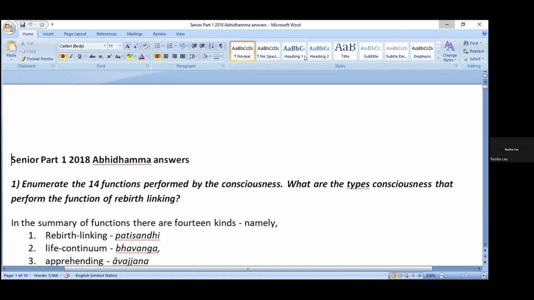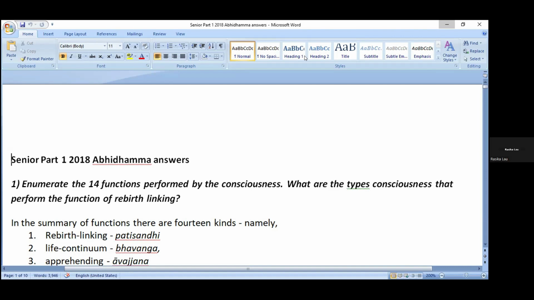Then what are the types of consciousness that perform the function of rebirth linking? Rebirth linking, there are 19. So 3 from Ahetuka Santirana, 8 from Maha Vipaka, 5 from Rupa Vipaka, and 4 from Arupa Vipaka. Total 19. Sorry, it should be 2 Santirana, the Upekkha Santirana, not 3. The Somanassa Santirana is not a rebirth linking consciousness.